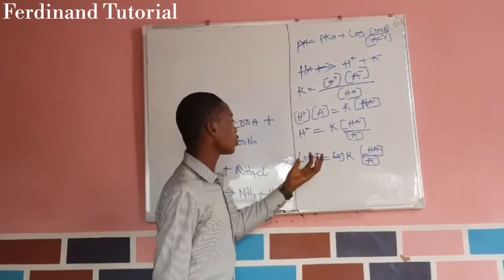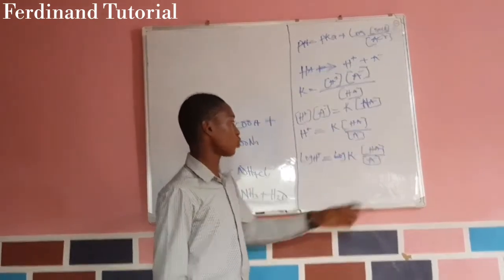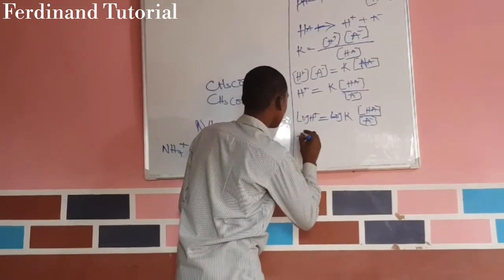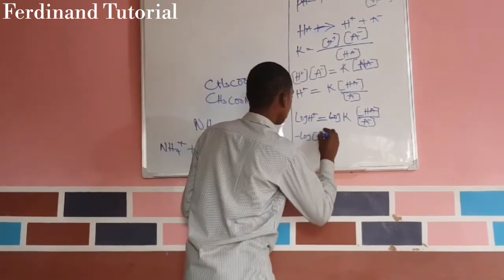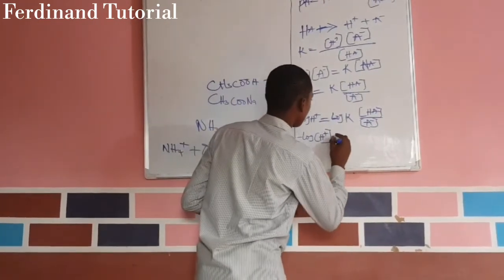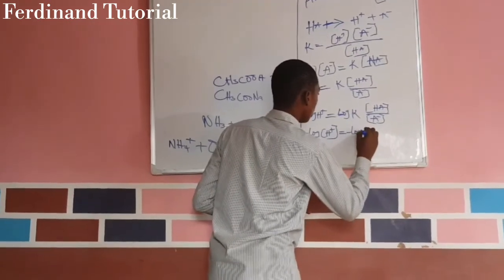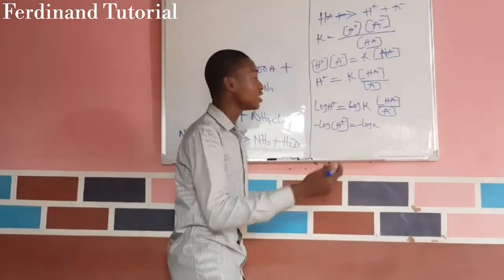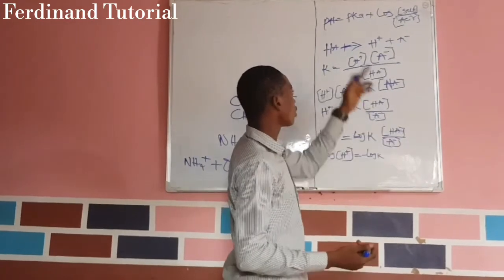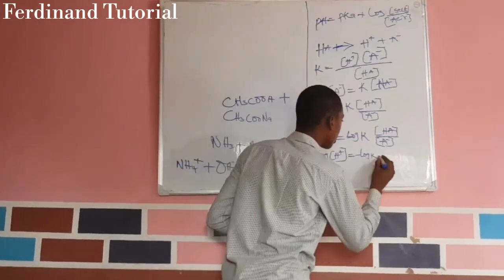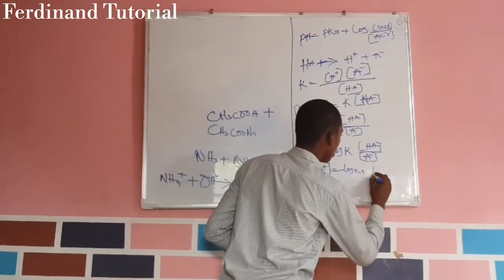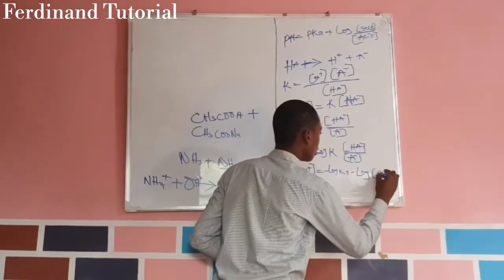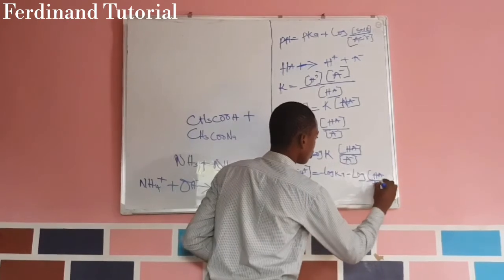Now, we multiply both sides by negative 1. So multiplying both sides, we now have negative logarithm of H plus is equal to negative log K. Now remember, this thing is not different because this K is equal to Ka. Are you getting it? Since it's a constant, what are we looking for? We are looking for the constant of A. So we have negative log Ka, which is negative log HA over A minus. Are you getting it?